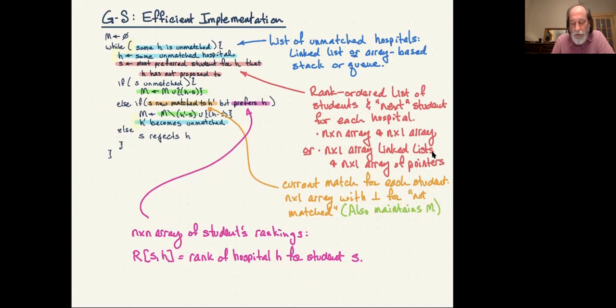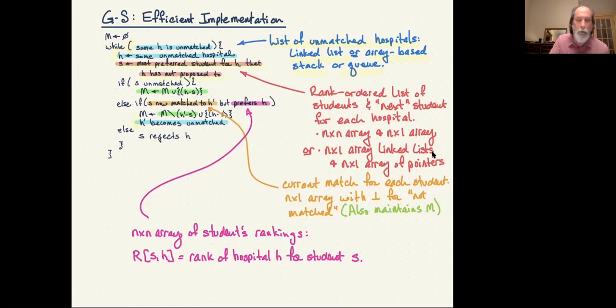So this is not very hard, right? We need a list of unmatched hospitals. We could use a linked list, or we could use an array-based list that operates either as a stack or a queue. Either way, we can have big O of 1 insertion and removal because the order doesn't matter, right? We just need to pick some unmatched hospital.